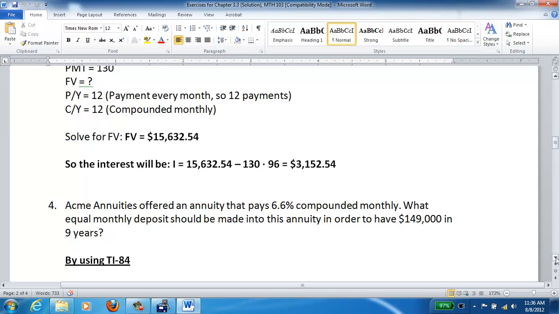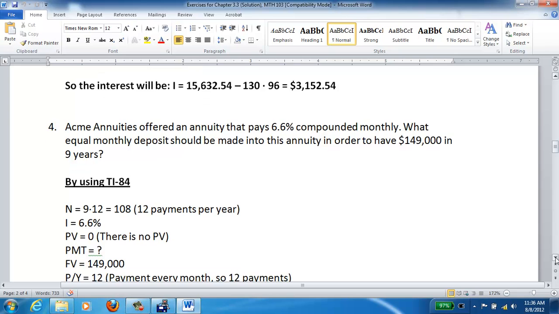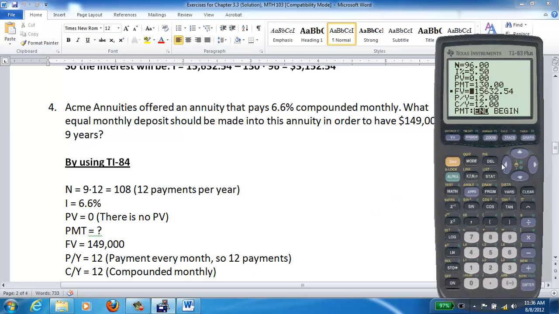Next one. In this case we know the future value, which is 149,000, and you look for the monthly payment. The interest rate is 6.6. So one more time, before we knew the payment and you looked for the future value. Now you know the future value and you look for the payment. Everything else is exactly the same.